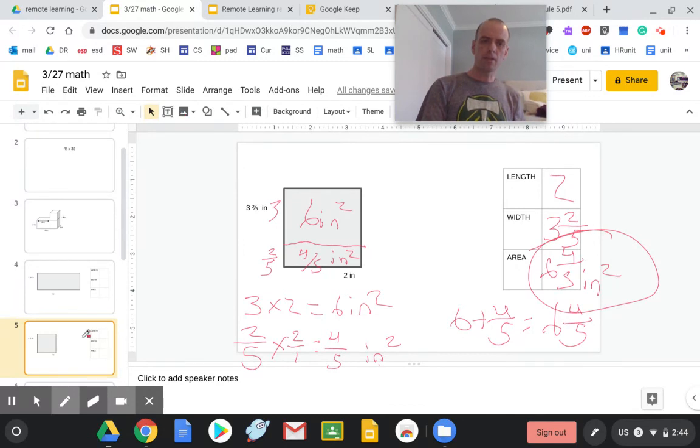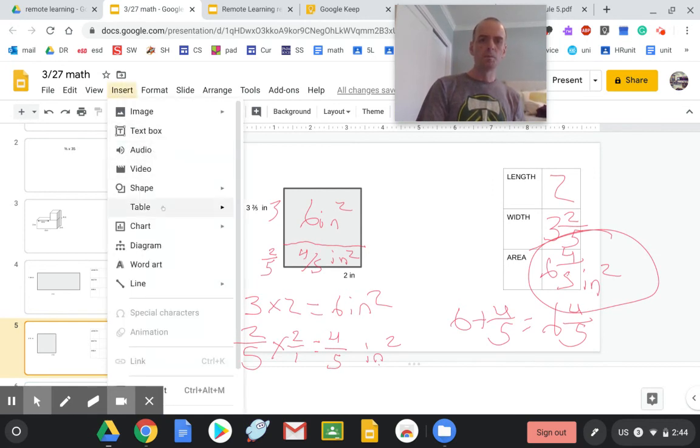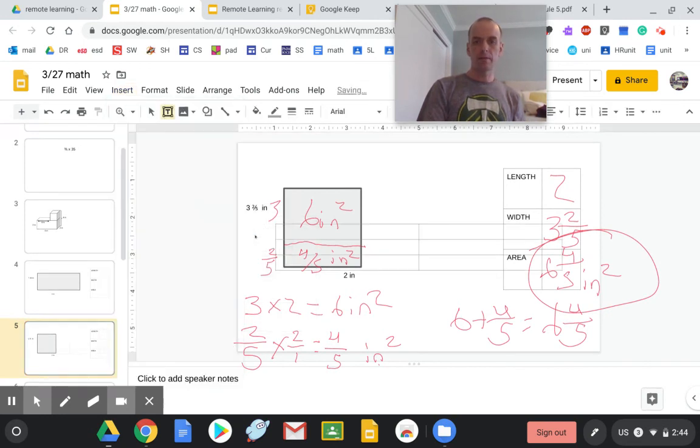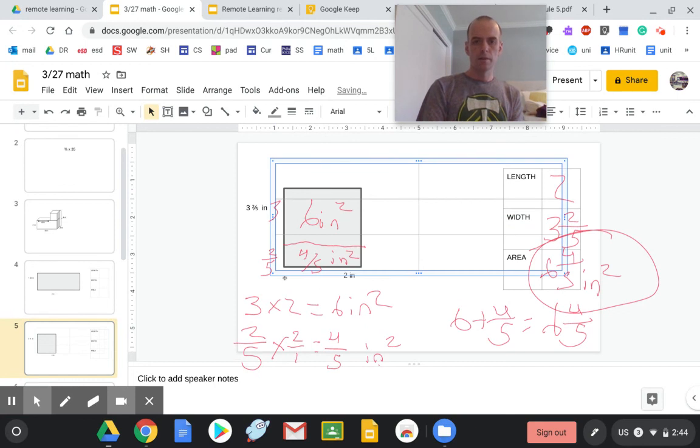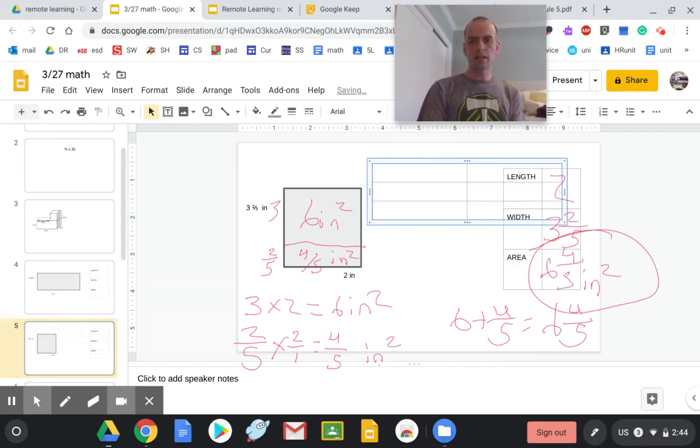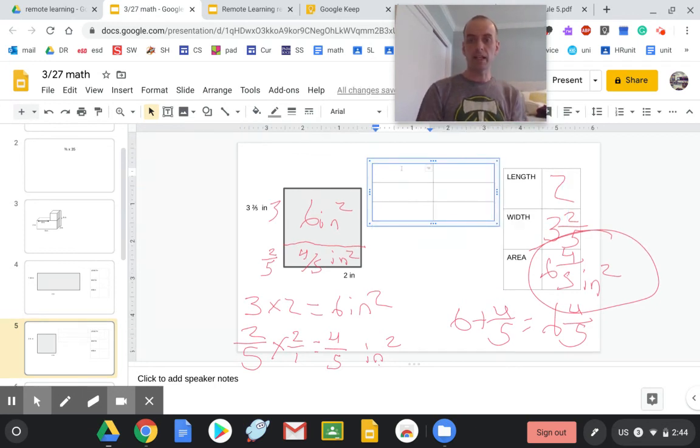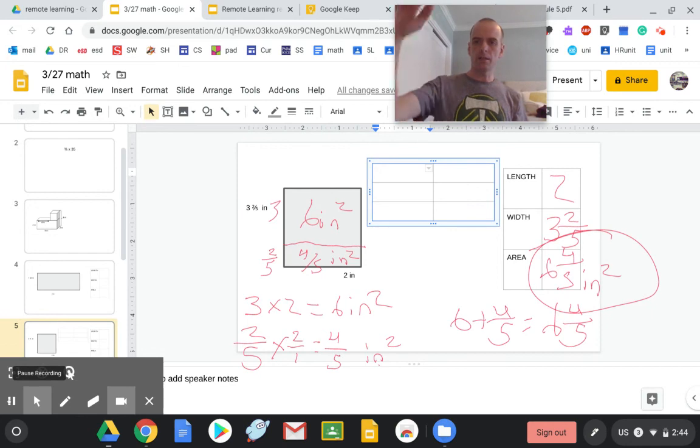If you want to make a table like I used to have, you can make your own table. You go here, or not there, sorry, you go to Insert, Table, and you could do something like this, right? And you can move it. So on your worksheet, if you want to add tables to have room to work, go for it. You can type in them like that. So that's up to you, but I'm trying to take some of the supports away to make sure you're learning it on your own.